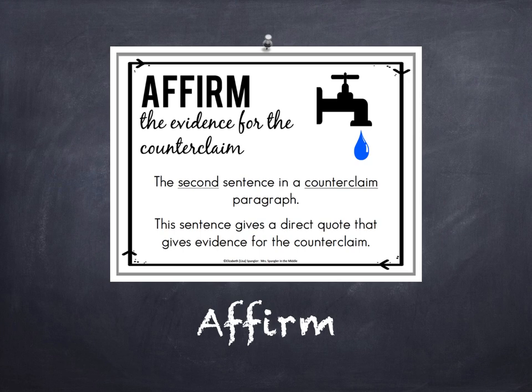Following the feature component is the affirm component. In this section of the counterclaim, you are going to give a direct quote, or we might call it evidence, for the counterclaim. This evidence would be what the opposite side of your argument would use against you and your claim.